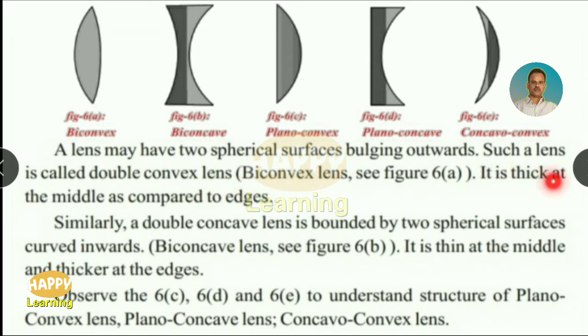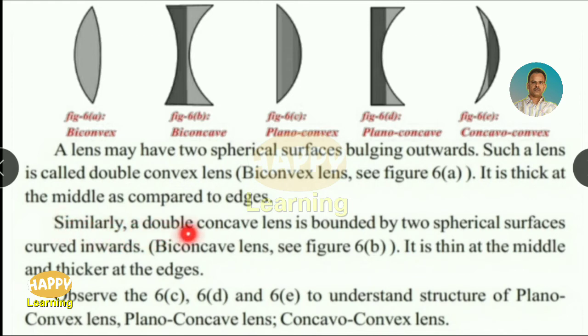It is thick at the middle as compared to the edges. The ends, at the edges, are thin, and the middle is thick. So it is thick at the middle as compared to edges.